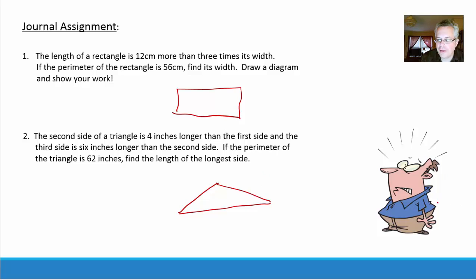All right, don't panic, guy. This guy looks really scared here. So don't panic. It's going to be okay.